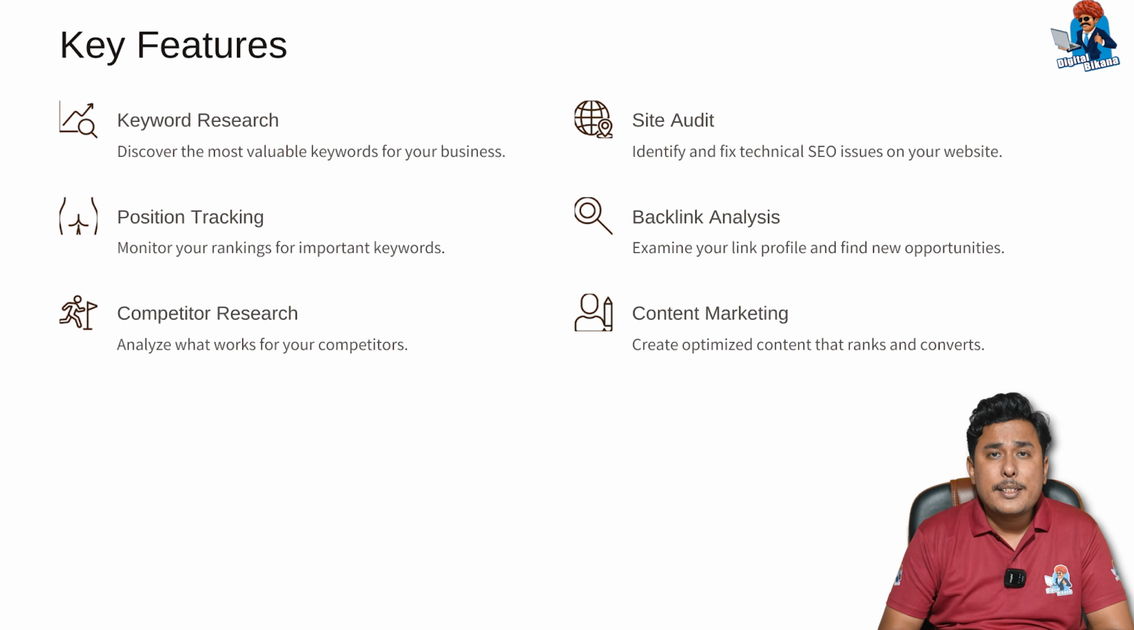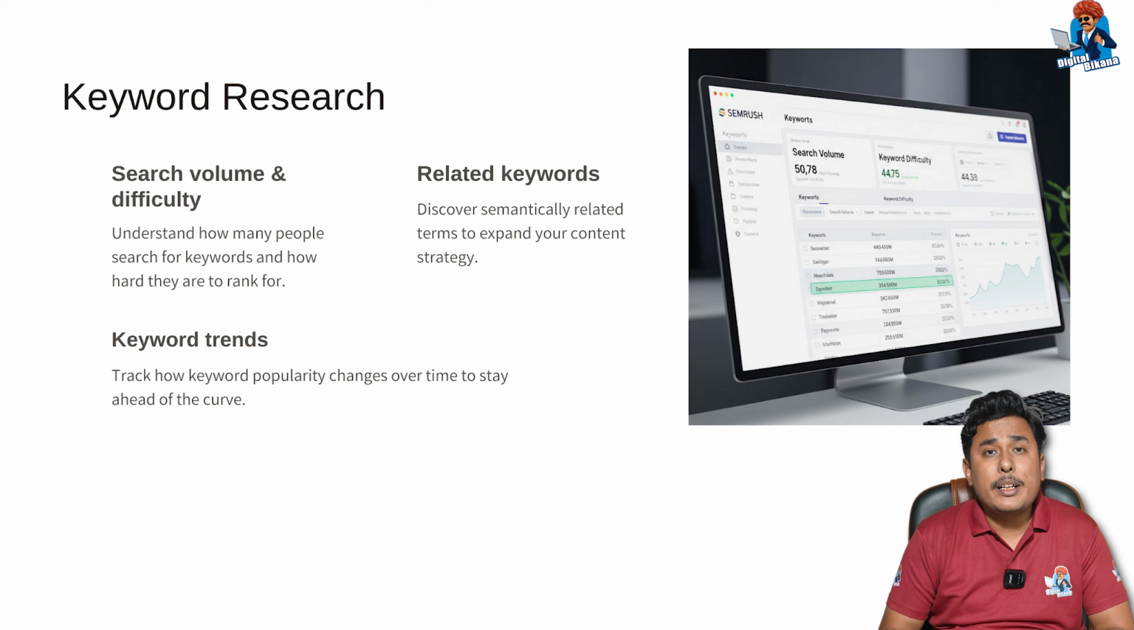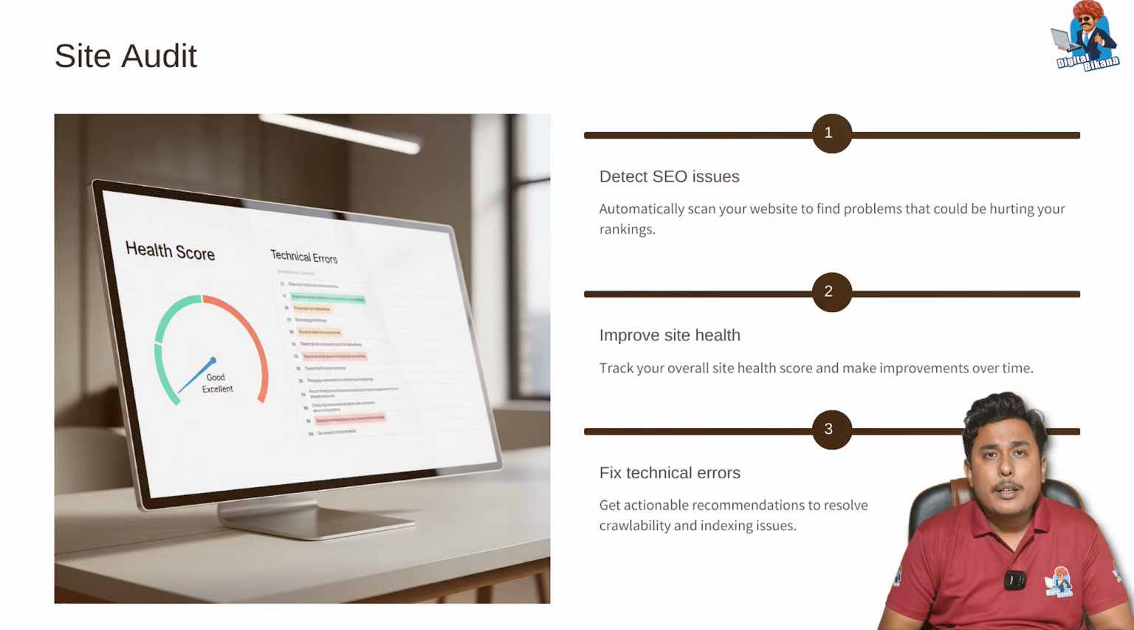The keyword research tool shows search volume, keyword difficulty, trends, and related keywords. It helps you find the best search term to target for SEO and PPC campaigns. The site audit feature scans your website for technical issues like broken links, missing tags, and slow pages. It then gives you a clear action plan to fix them and improve your SEO health score.